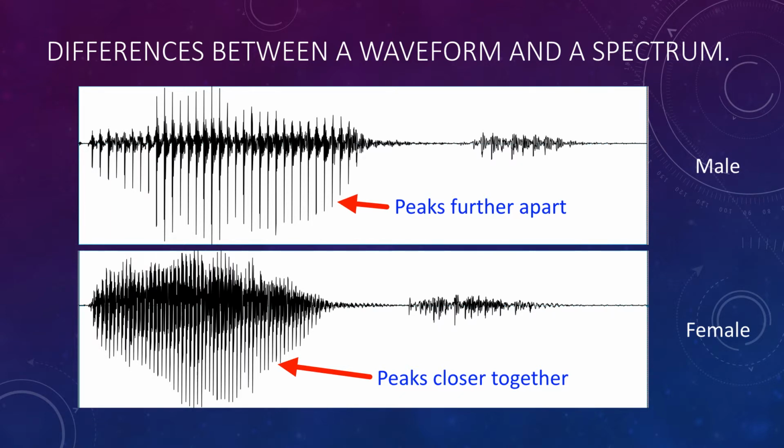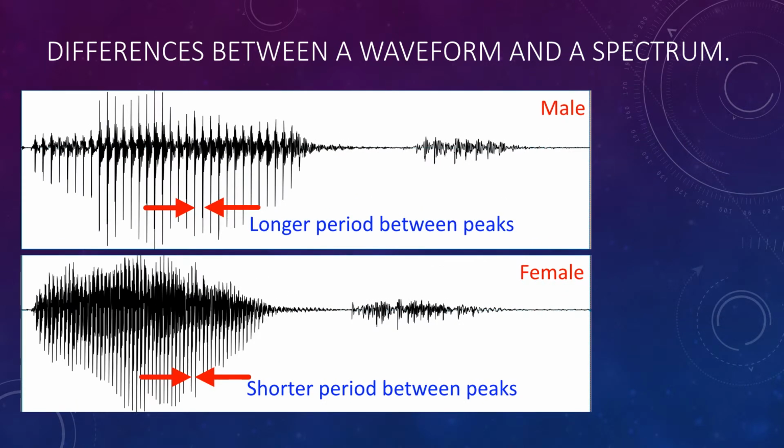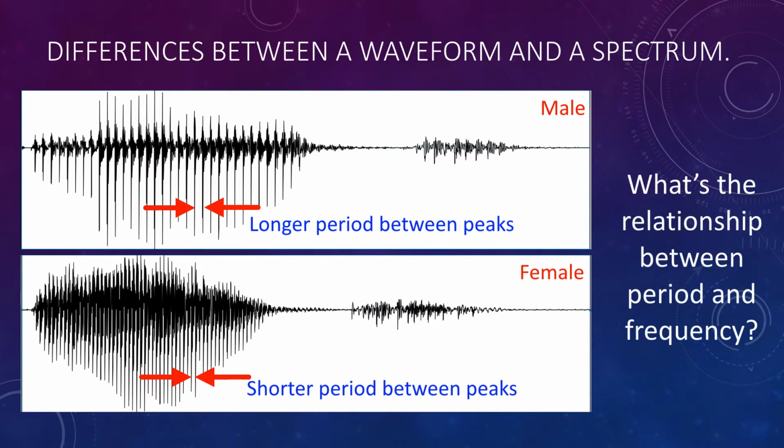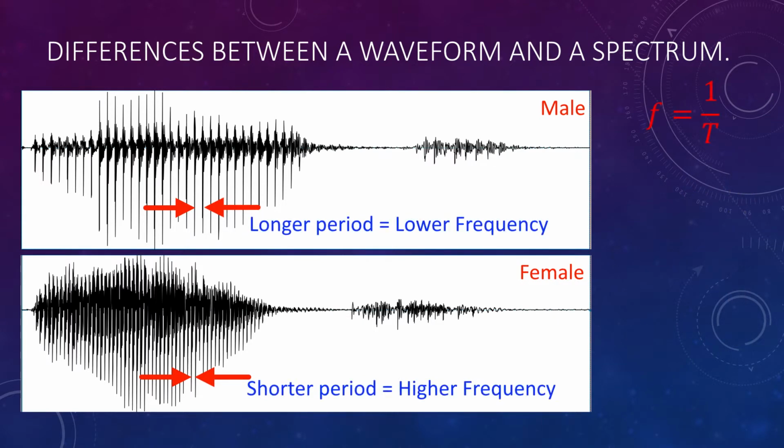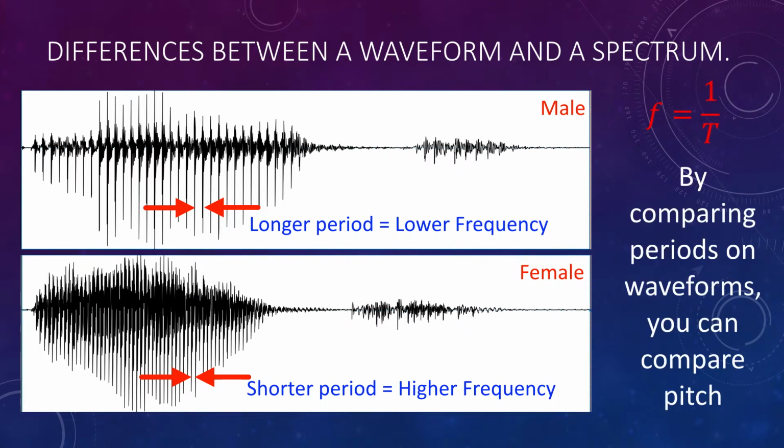Which waveform has more space between the individual peaks? Since time is on the x-axis, more space between peaks would mean a longer period. How does a longer period relate to frequency? And who would have a lower fundamental frequency, a man or a woman? So, a waveform can give you information on the fundamental frequency or pitch of a voice.